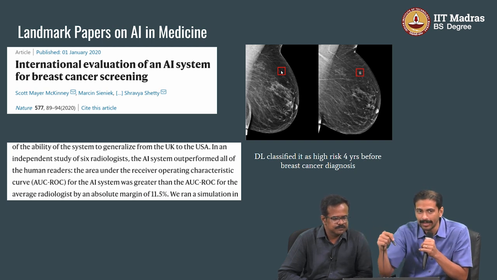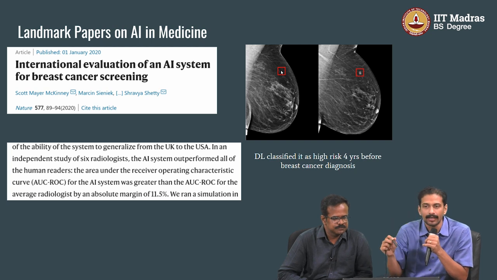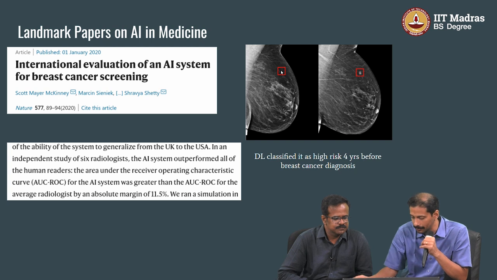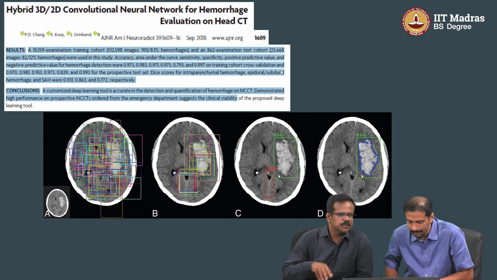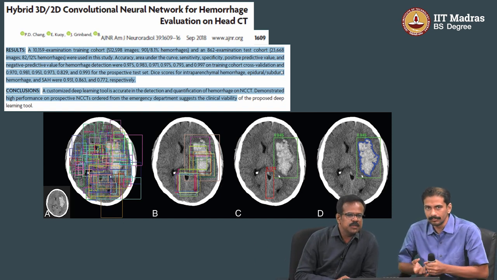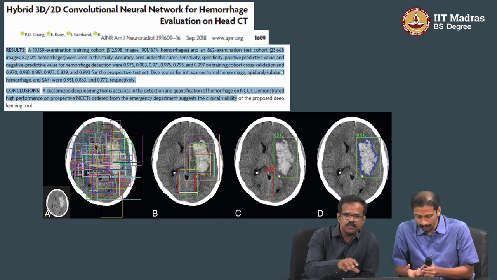So take a second look at it. See it again. I think it is abnormal. So that's a way it can help you. This is what I was talking about, that Dr. Raghupathy diagnosed this hemorrhage in a fraction of a second.